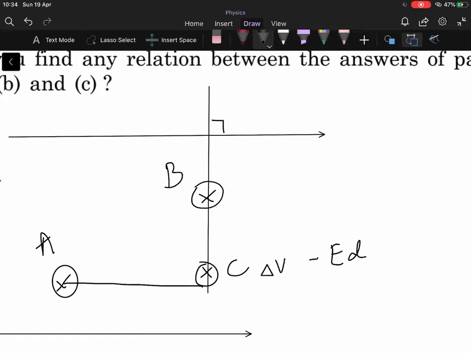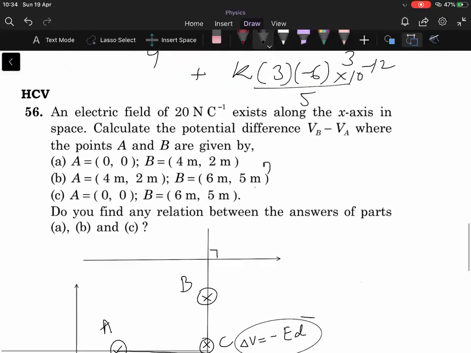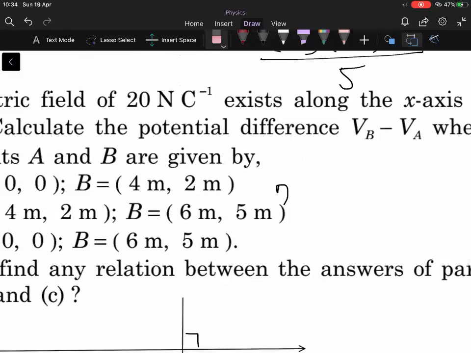We did this last time. So that is why if you calculate these values, you will get this as minus 80, this as minus 40, this as minus 120 volt.